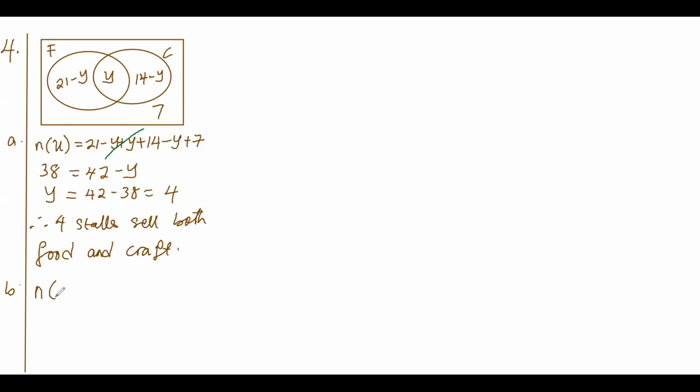Anyone? F prime intersection C. No. Anyone else? Food or craft? Food is F. What is or? I wrote cardinality of F union C minus cardinality of F intersect C. Minus. And then minus minus cardinality of. Oh, you mean like that?